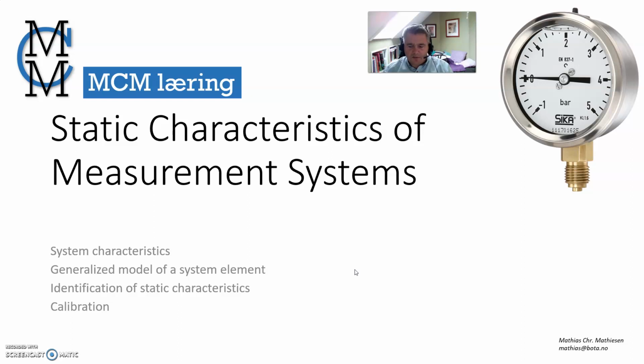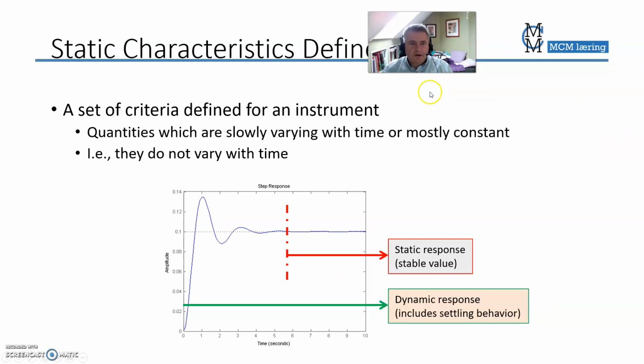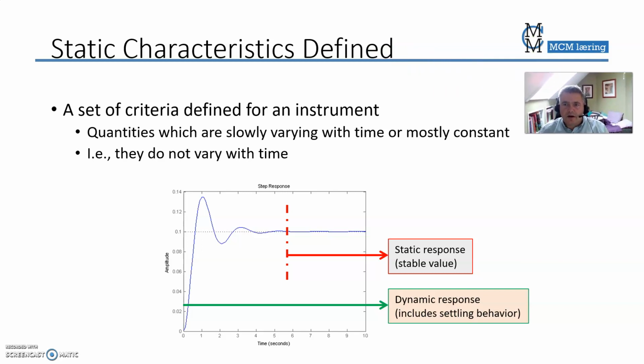And let's see what static characteristics are. Static characteristics are the characteristics of an instrument, especially when we talk about measurement systems. What you have in static is when the value has settled. So this is the static response of the instruments.